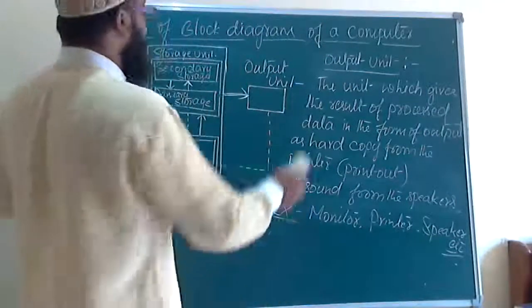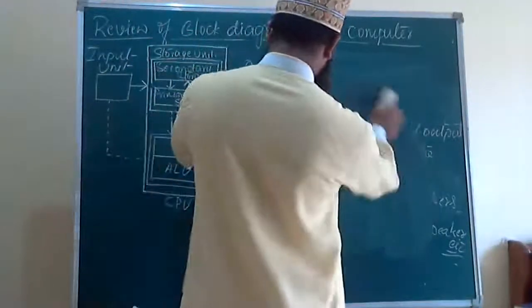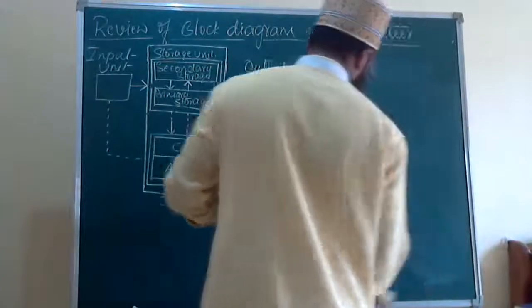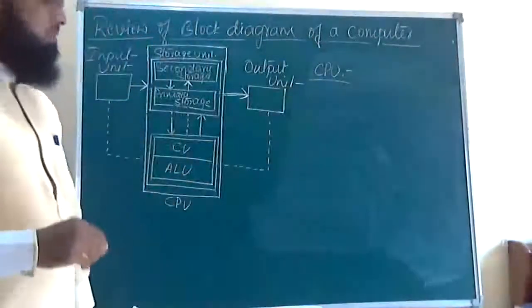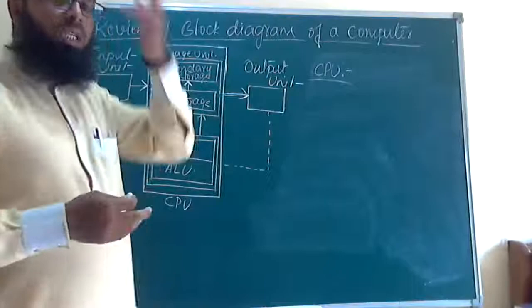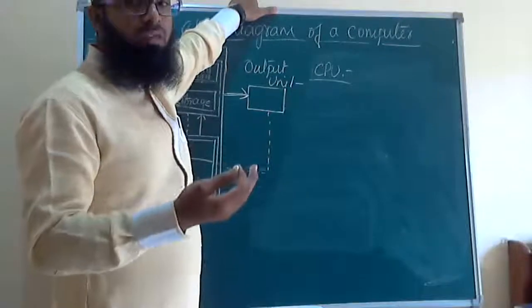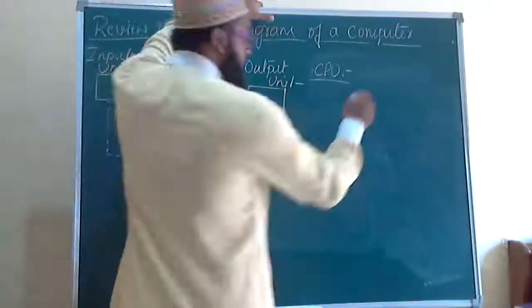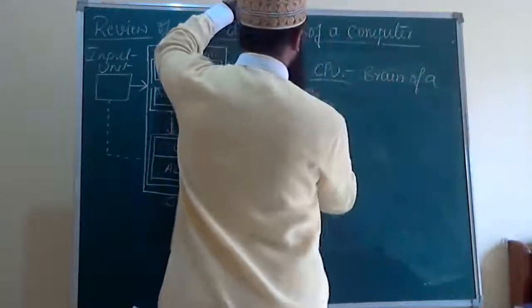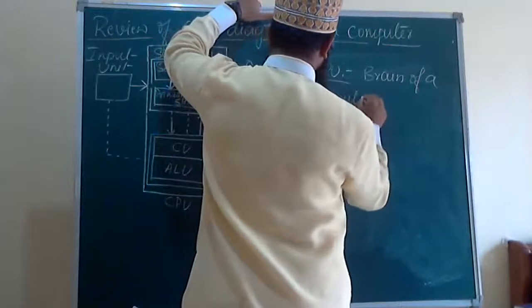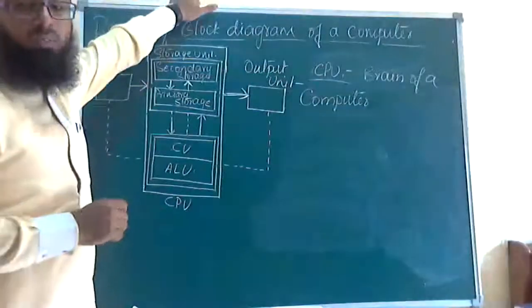Next, come to the CPU. What is meant by CPU? In general, you can say it is the brain of a computer. Yes, I will accept that it is the brain of a computer. But what is the actual work of a CPU?